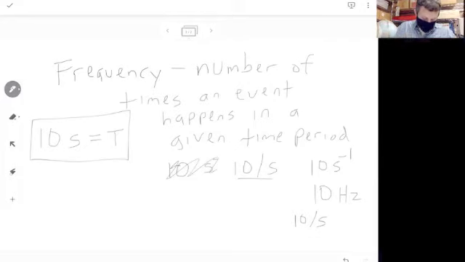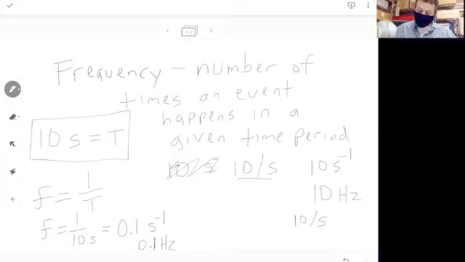Now, period and frequency are inverses of each other, meaning that if you know one, you can find the other just by flipping the fraction. So if the period of something is 10 seconds, the frequency is going to be one time out of 10 seconds, or 0.1. So the frequency would be 0.1 inverse seconds, or 0.1 hertz, meaning it happens a tenth of a time per second. It takes a little bit of practice to get used to this, but that's the meaning behind them.